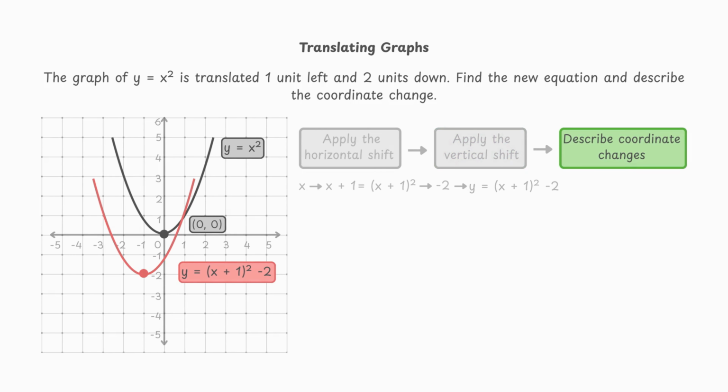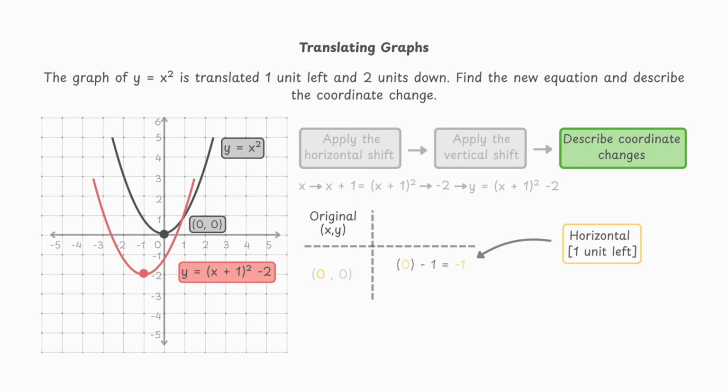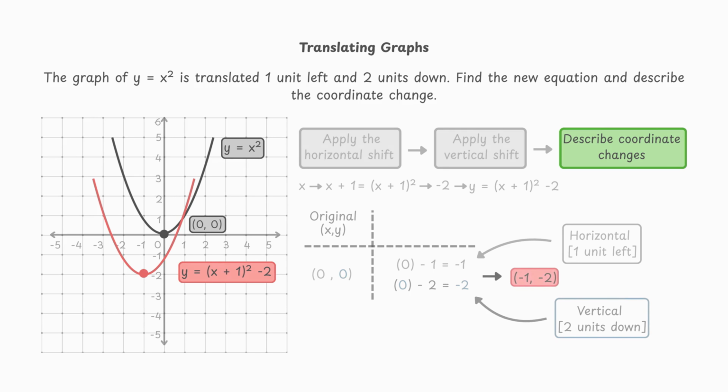Now let's describe the coordinate change. We start with the original point, (0, 0). Now apply the same translation. For the horizontal movement, we go 1 unit left, so 0 becomes negative 1. For the vertical movement, we go 2 units down, so 0 becomes negative 2. So the new point is (negative 1, negative 2). So the coordinate change is from (x, y) to (x minus 1, y minus 2).